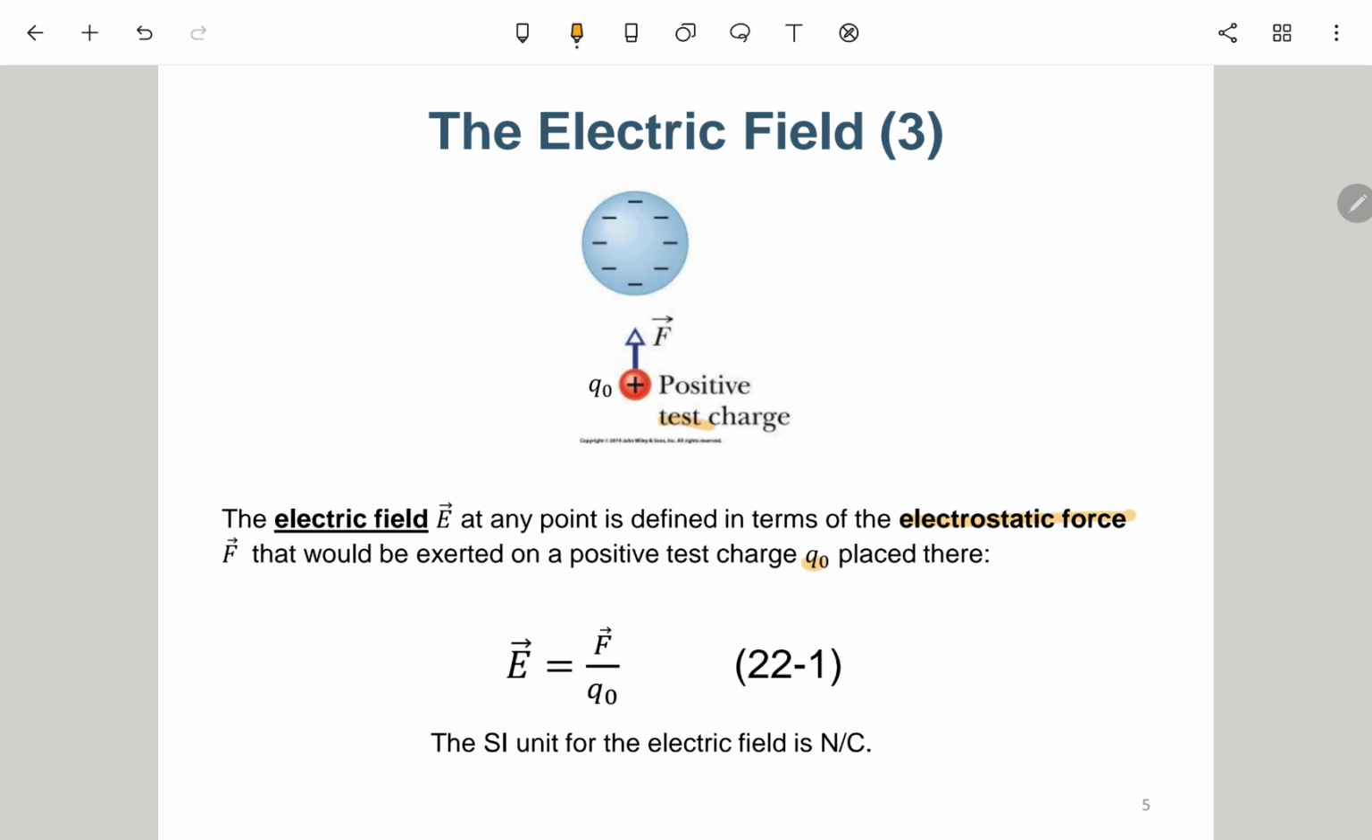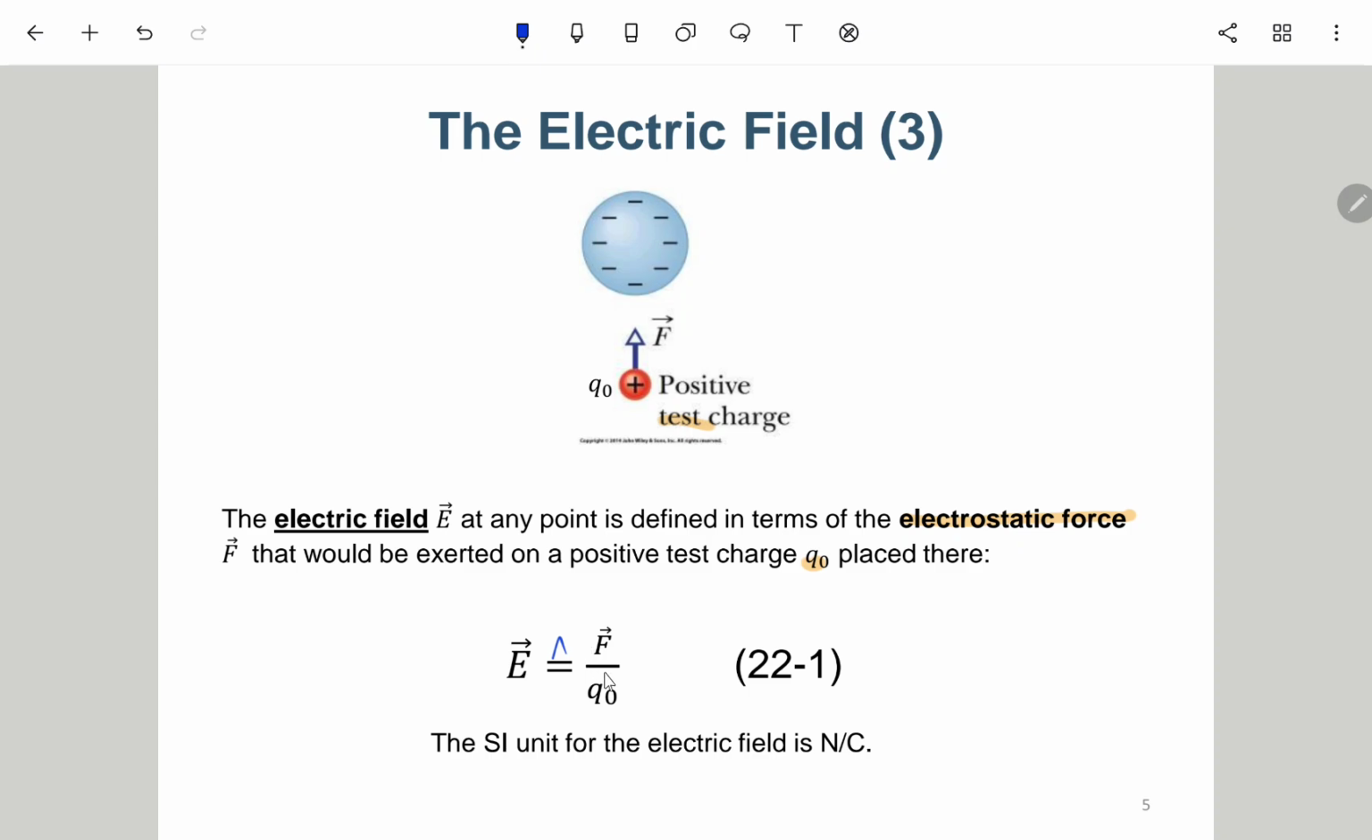In the real world, this Q0 doesn't necessarily need to be there, or doesn't necessarily exist. Okay, so actually the definition is something like this. E is the E field, and it is defined to be the electrostatic force divided by this Q0, okay?